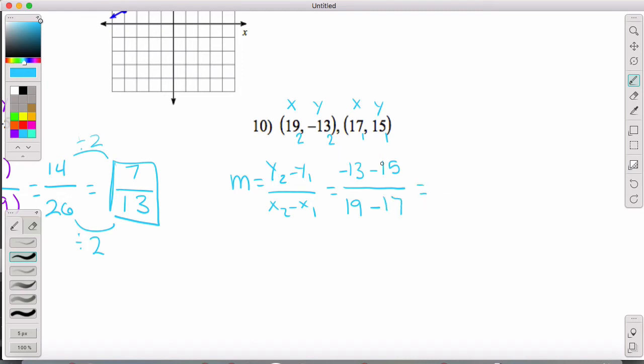Negative 13 minus 15 is going to give me negative 28. And then 19 minus 17 is going to give me 2. And then negative 28 divided by 2 is negative 14. And that's our slope. You can also rewrite it as m equals negative 14 over 1, or you can keep it as negative 14, whichever one works for you.